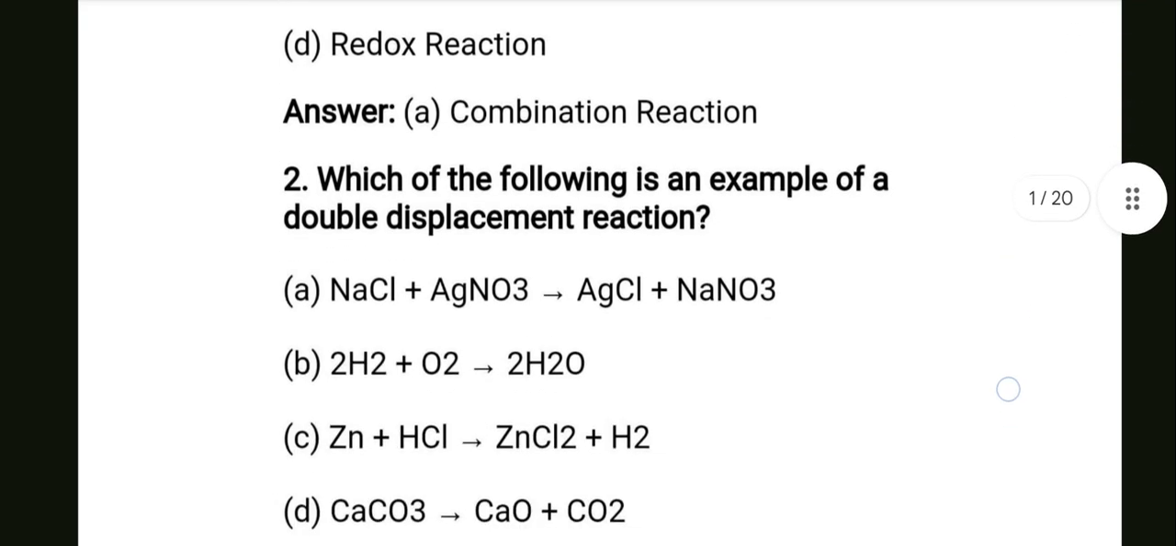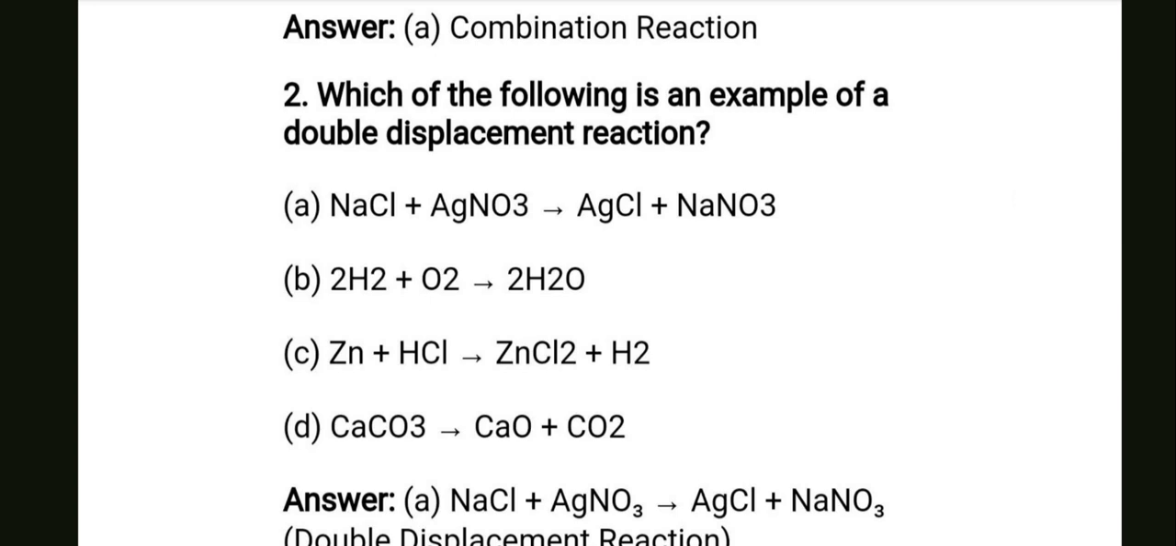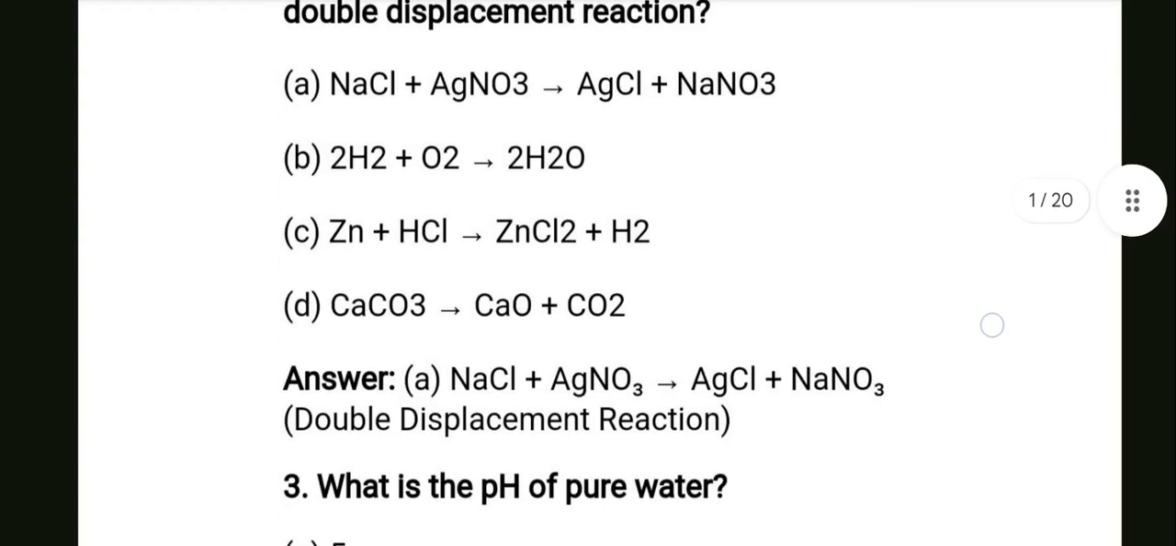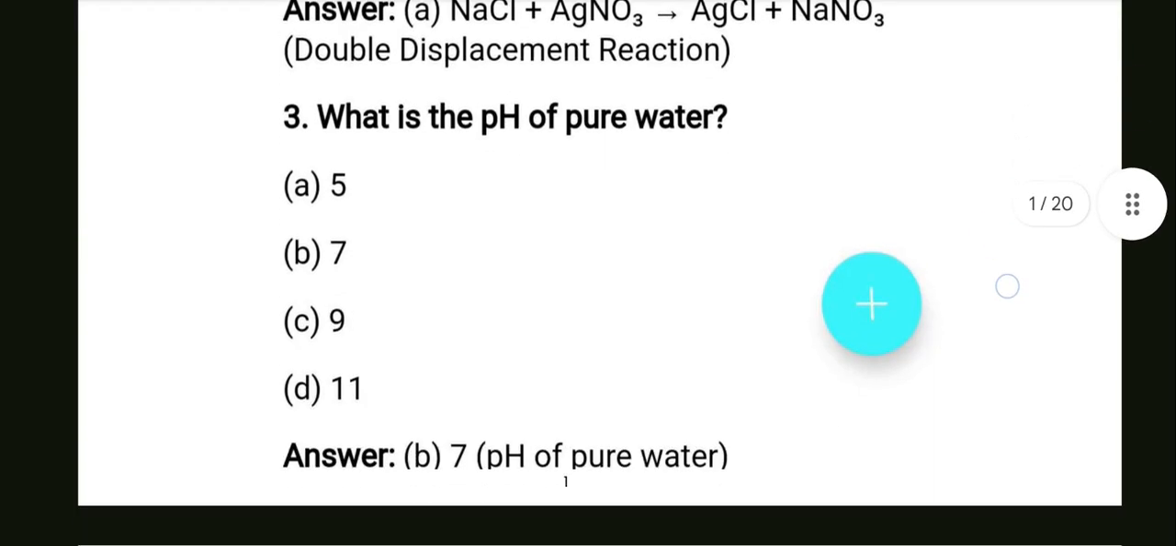Next question: which of the following is an example of a double displacement reaction? So your answer is option A. Sodium displaces silver. What is the pH value of pure water? Pure water is neutral, so its pH value is 7.